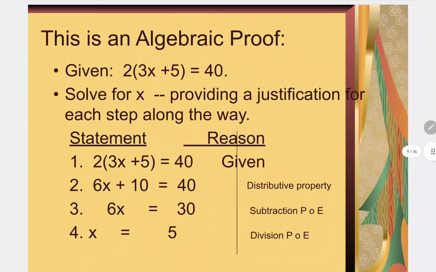Here's an example of an algebraic proof. We are given 2 times 3x plus 5 equals 40, and we're going to solve for x. So we start with our given statement. We use the distributive property. We use the subtraction property of equality to obtain 6x equals 30, and we use the division property of equality to show that x is equal to 5. So this is a simple algebraic proof.